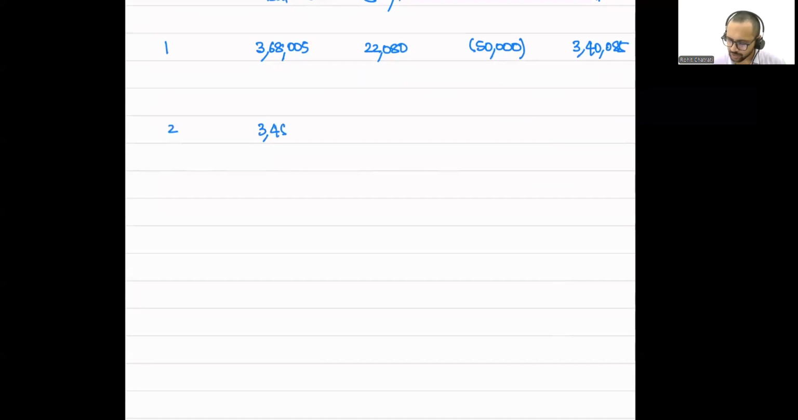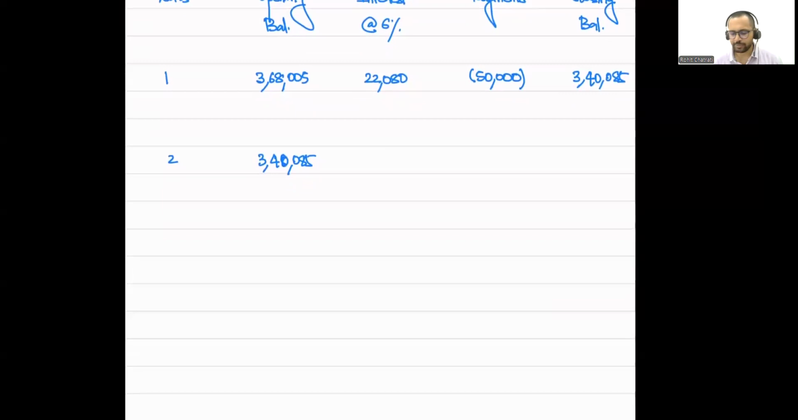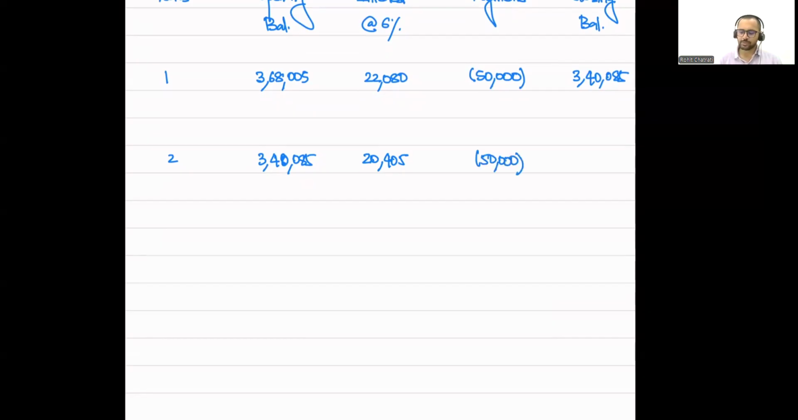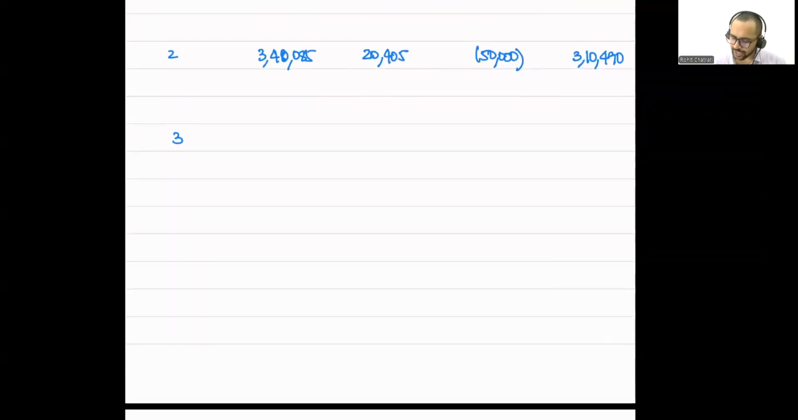The closing balance for year one becomes the beginning balance for year two. So the beginning balance for year two is 3,40,085, and the interest for the second year will be 3,40,085 multiplied by 6%, which is 20,405. I have a payment of 50,000 that I will reduce, and my closing balance will be 340,085 plus 20,405 less 50,000, which is equal to 3,10,490.